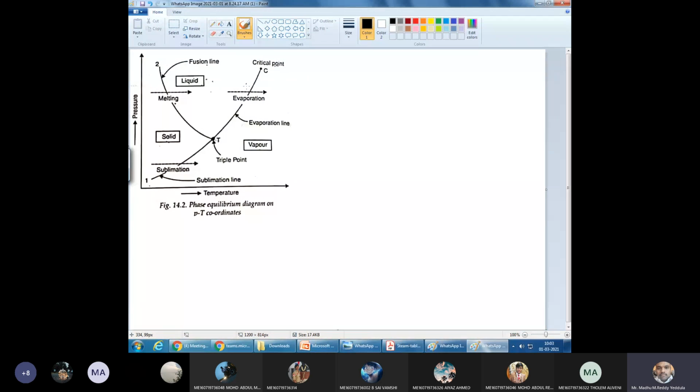Triple point of water. Let us consider the pressure versus temperature diagram. We can see here, this line is the fusion line, right? From here to here, melting is taking place. This line is the evaporation line. From here to here, evaporation is taking place, and this is the sublimation line.